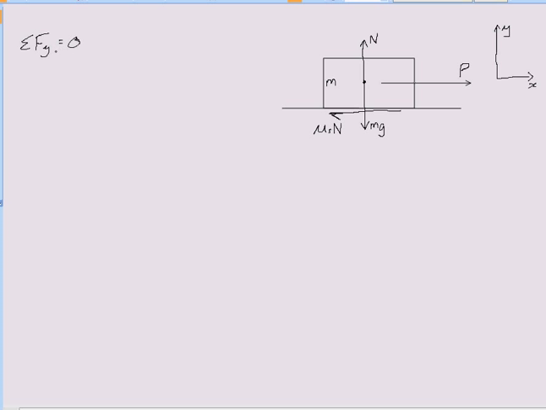The sum of forces in the y direction is equal to 0, which implies that the sum of forces up is equal to the sum of forces down. So that means N is going to be equal to mg. That's going to be a useful formula later.